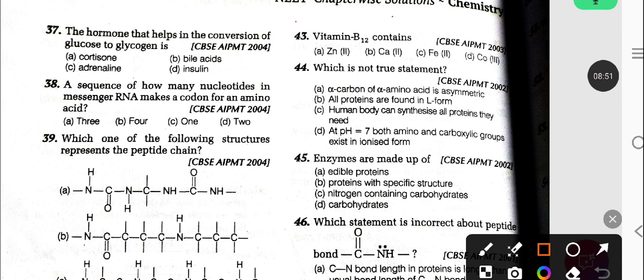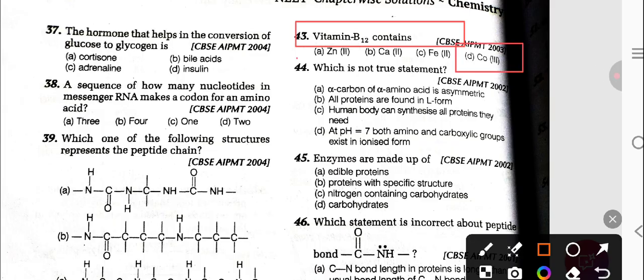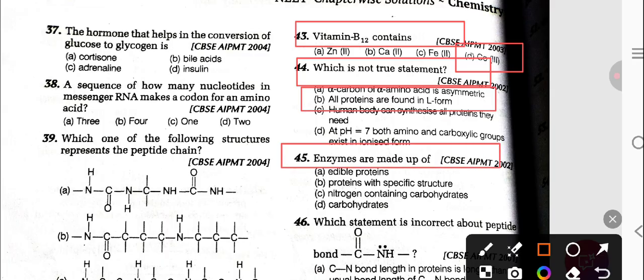Vitamin B12 contains cobalt, a very important and common question. So it contains cobalt, which is not a true statement. So it is option number B, that all proteins are found in L form. They may be found in the D form. Enzymes are made up of proteins. So option number B is the right answer, with specific structure.